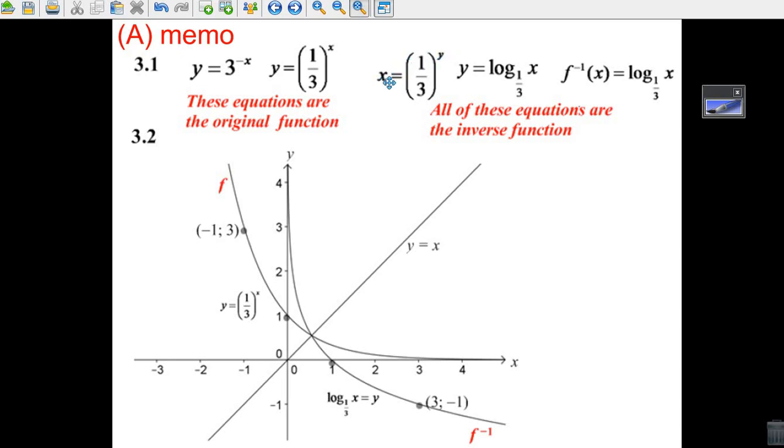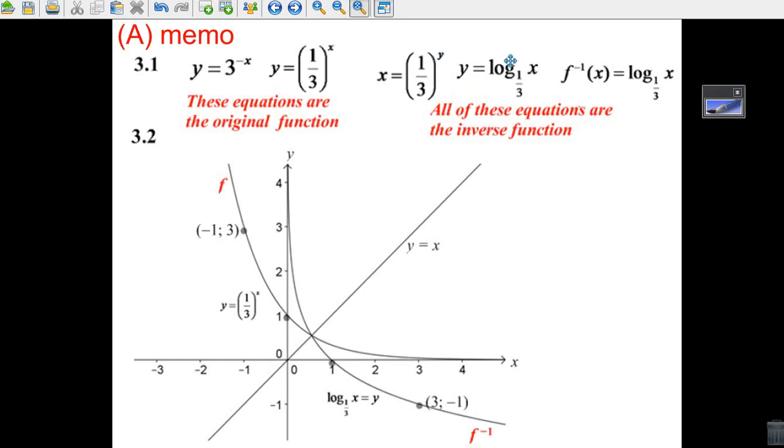Now if we're going to find the inverse, what we have to do is switch x and y. Well, there's the first step. So x equals 1/3 to the y power. Well, that's just exactly what the inverse is, but it's supposed to be in the form of y equals, and we can't do that unless we use logs.